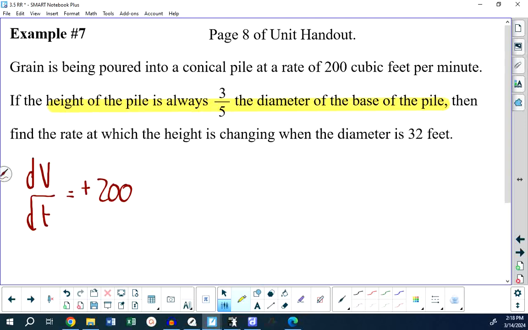What is the rate at which the height is changing when the diameter is 32 feet? And it just occurred to me that today would have been an opportune time to give you a geometry formula sheet. I will do so by the end of the class. I will photocopy it for you and give it to you.